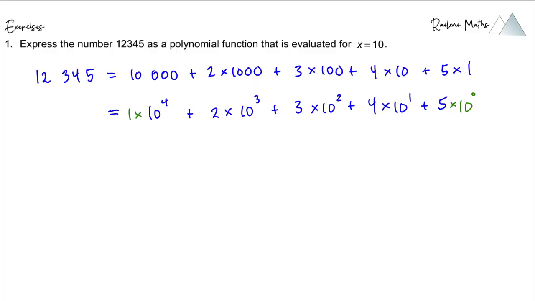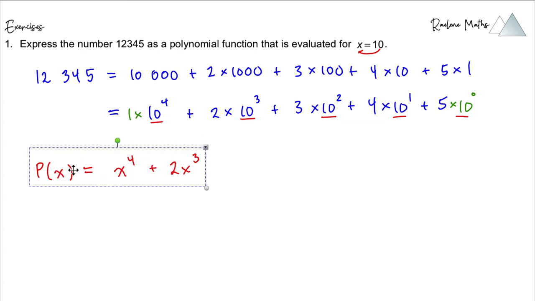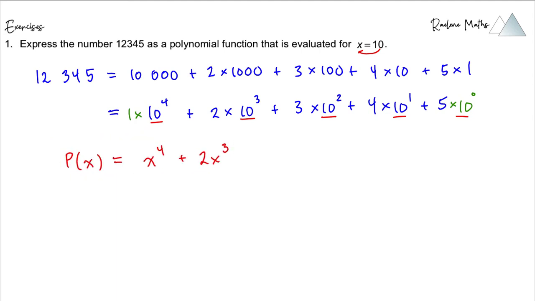Now, to see this as a polynomial function, we want to have an x in here. And so we want to replace 10 with x. So everywhere we have a 10, we are going to replace it with x. This is kind of like a reverse substitution. And so we are going to see that we have a polynomial of x, which is 1x to the 4, or just x to the 4, plus 2x to the 3. I can actually move this so that it lines up a little bit better. Then we have plus 3x to the 2, plus 4x to the 1, and then plus 5x to the 0.